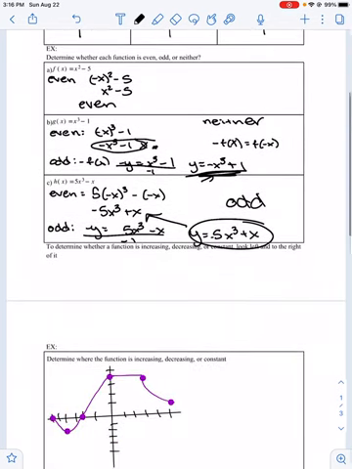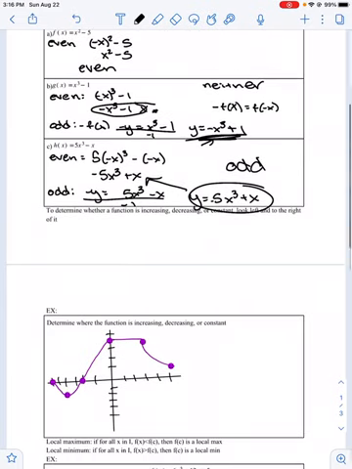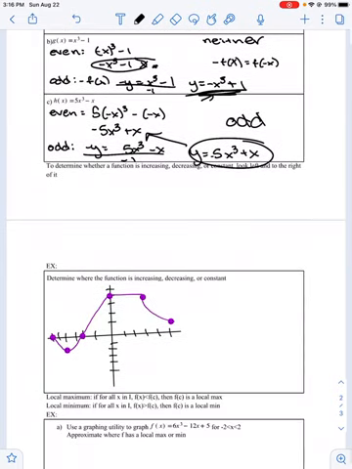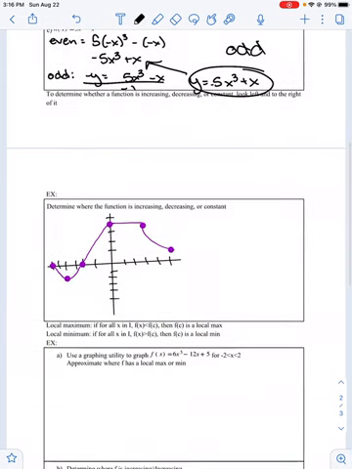Okay, so determine whether a function is increasing, decreasing, or constant. You're going to look from the left to the right of the graph. So determine where the function is increasing, decreasing, or constant. So let's just start with decreasing. When we go down, right there's decreasing, and right here is decreasing. So decreasing is from the points negative 6, and you're using the x value, to negative 4, and then from 3 to 6.